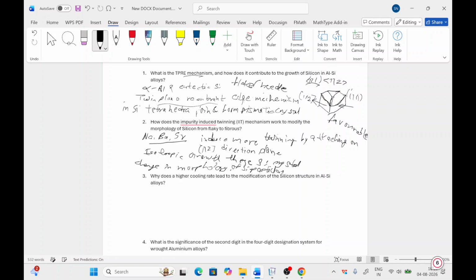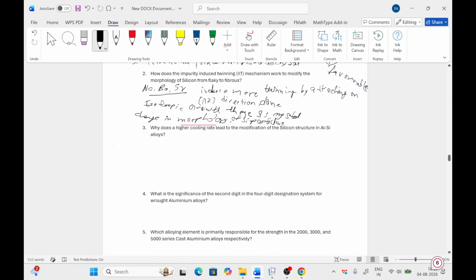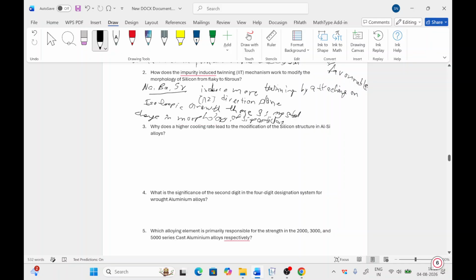Okay, so we'll move to the third question. Why does higher cooling rate lead to the modification of silicon structures in aluminum silicon alloys? So there is one more method to avoid this needle shape morphology. So this is the higher cooling rate.